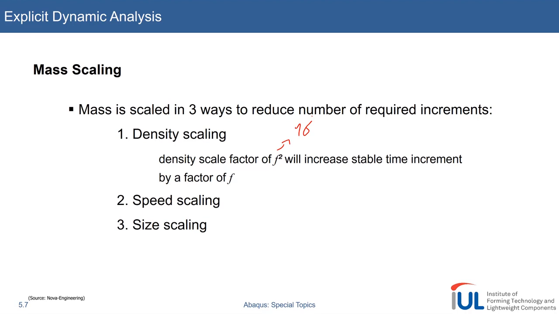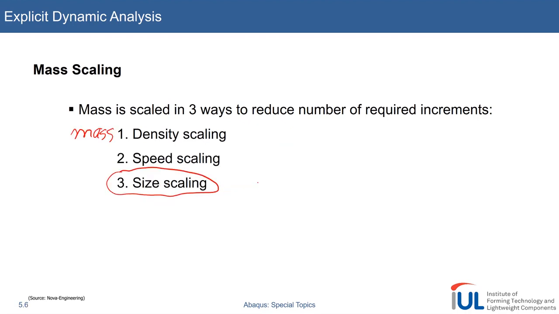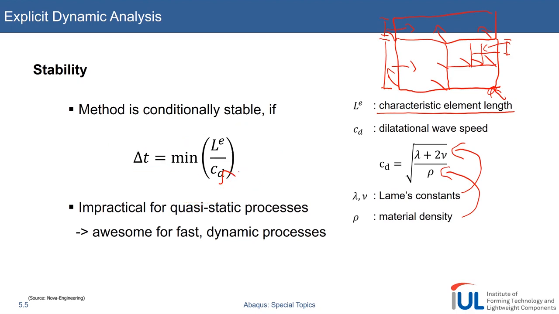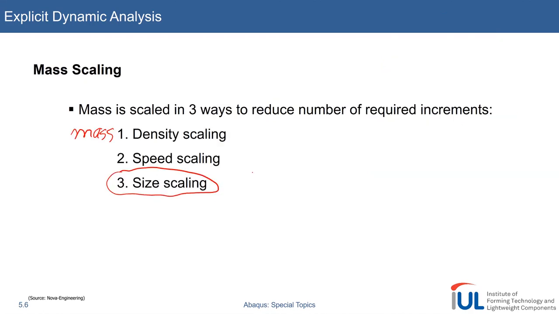Then your stable time increment will increase by a factor of f. So that would be around 4. Why is this the case? I hope you remember. Let's go back. We clean up a little bit. You see your density is down here, and you see this funny root here. The CD goes linearly into your stability criterion.